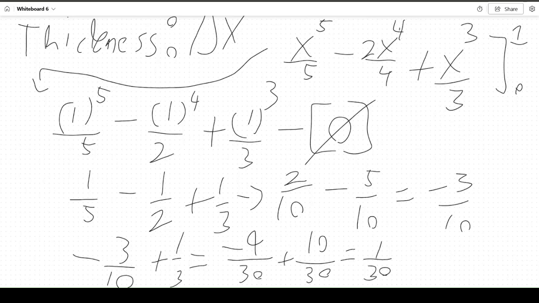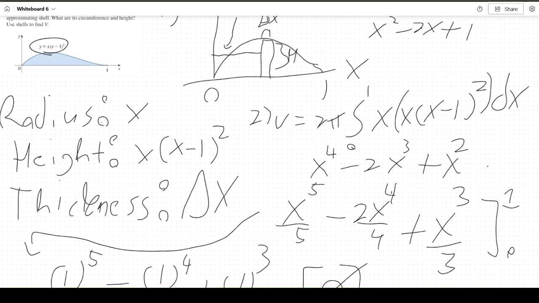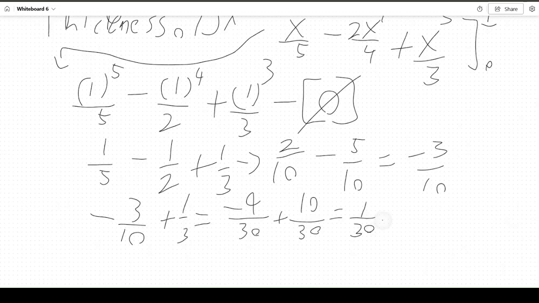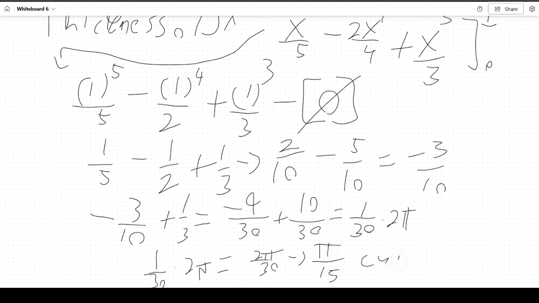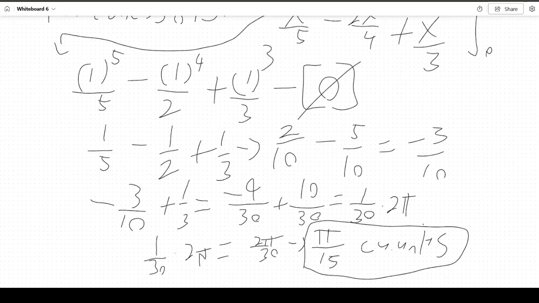And remember guys, we still are not finished because we still have the 2 pi. 1 over 30 times 2 pi, 2 pi over 30. We can simplify this further, and this would be pi over 15 cubic units. And this is our final answer for this question.